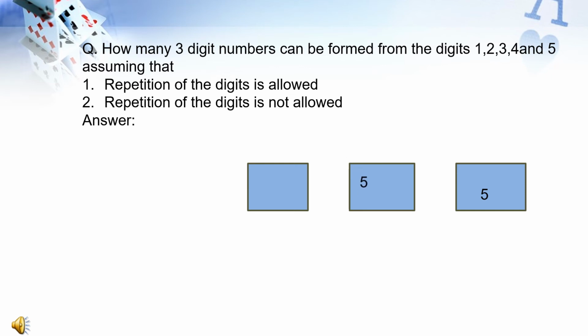Now to fill the hundreds place also, again we have 5 choices, because the number which we have filled in the ones place and tens place, we can repeat here again, since repetition of the digit is allowed. So again from the numbers 1, 2, 3, 4 and 5 we can fill any number here. So this hundreds place we can fill in 5 ways. In all, 5 into 5 into 5, there are a total of 125 ways in which this 3-digit number can be formed.